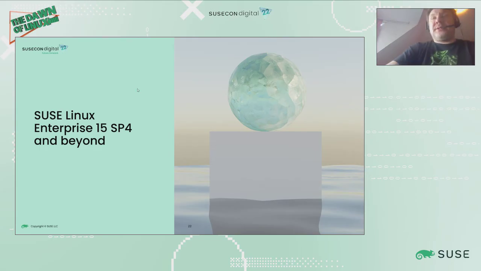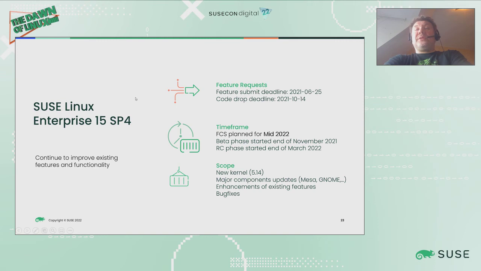Okay, so let's zoom into SUSE Linux Enterprise 15 SP4. So what can I tell you right now? First of all, the feature request deadline is unfortunately already in the past, so we will not accept any new feature requests for this service pack. In terms of the time frame, the beta phase started in November last year. The RC phase started in March of this year, and FCS is planned for June this year. So it's going to happen soon.